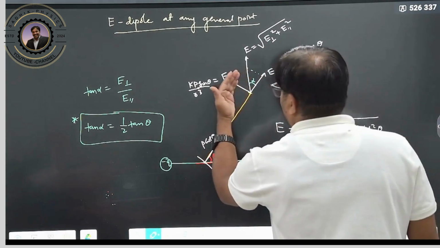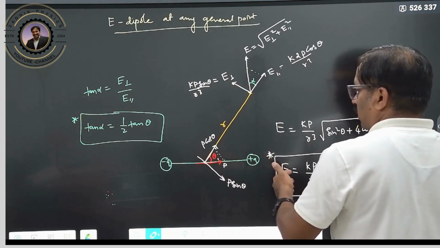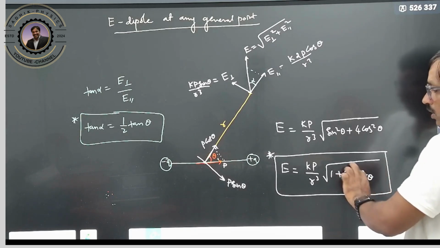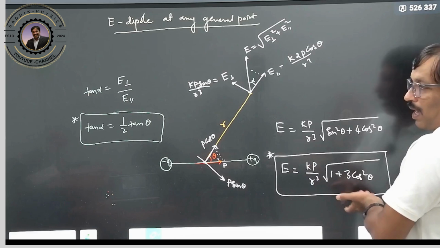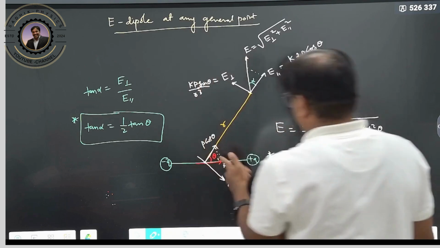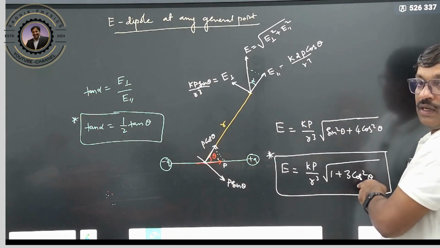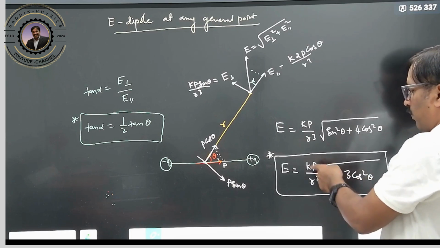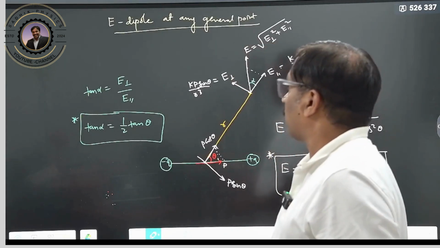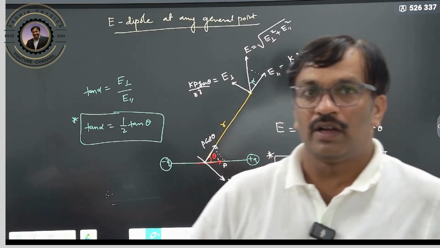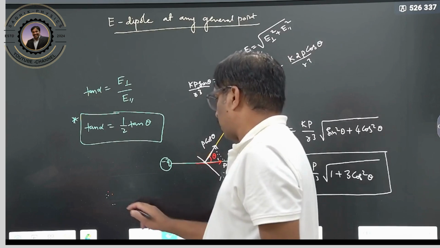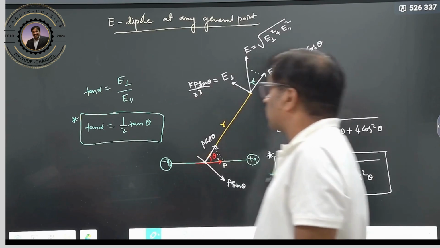Suppose you want to calculate along the axial line. Theta is equal to 0, cos 0 is 1, so 3 plus 1 is 4, and root 4 is 2, so 2Kp by R cube. Along the equatorial line, theta is equal to 90, cos 90 is 0, so it is Kp by R cube. In this way you can solve problems of an electric dipole at any general point. Very important concept, so please go through this.